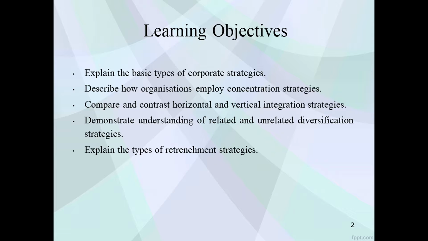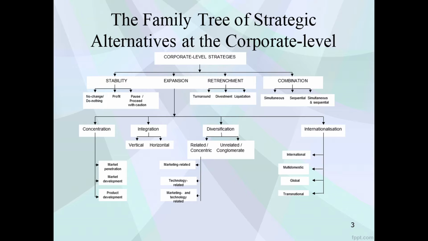Now, if you see here, this is the total mind map, or the so-called family tree, of strategic alternatives which a company can pursue at the corporate level. This is the whole totality of strategies that you have to study as an aspect in the third unit of this course.